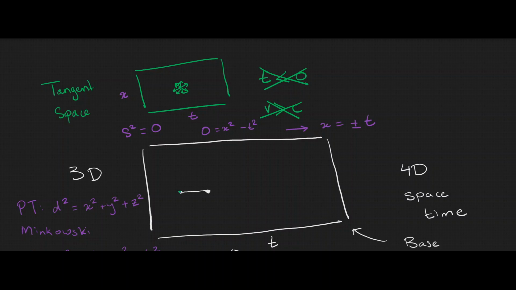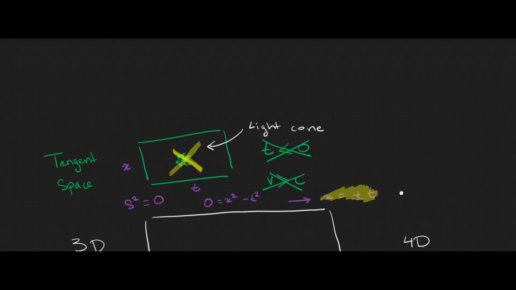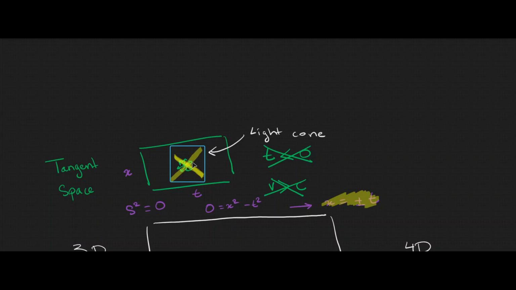This traces out a boundary on our tangent space. If you plot this, it turns out it maps out something that looks like an X. And we call this boundary the light cone. And it turns out all of the directions that are possible to move are enclosed within this boundary. And only light moves along its boundary where the space-time interval is 0.